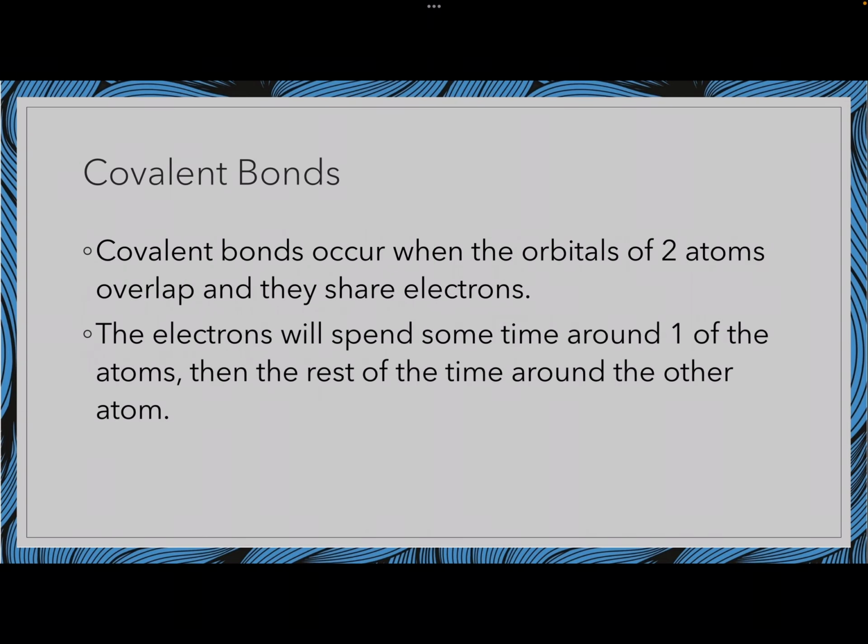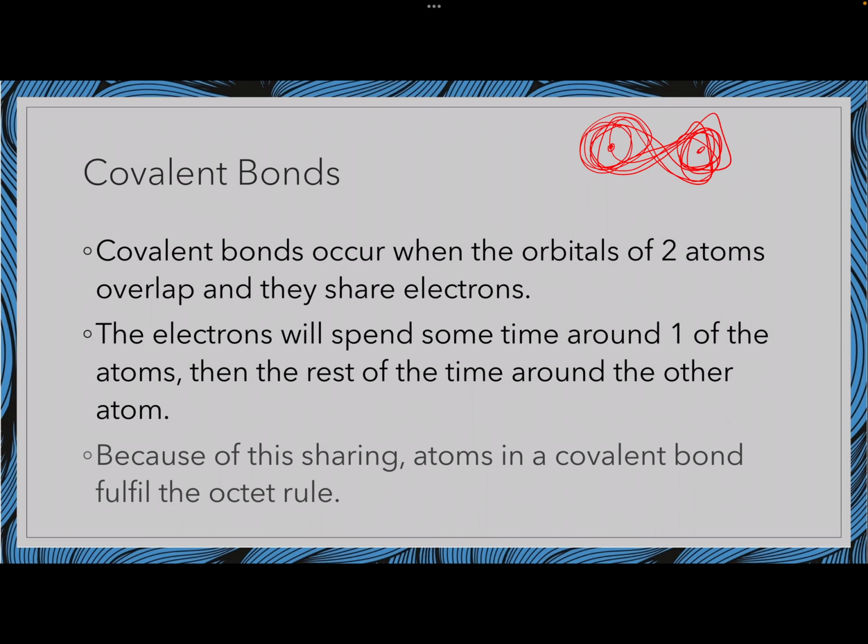The electrons will spend some time around one of the atoms and the rest of the time they spend around the other atom. So let's say we had two atoms like this. They'd spend some time over here, then go over here and go back and stuff like that. Okay. Now, because of this sharing, atoms in a covalent bond fulfill their octet rule.